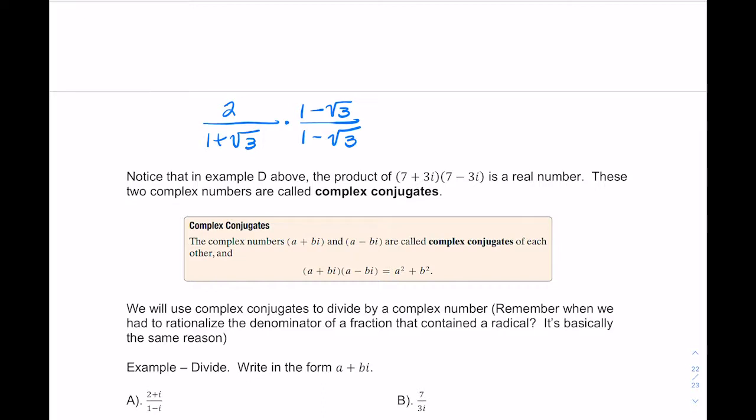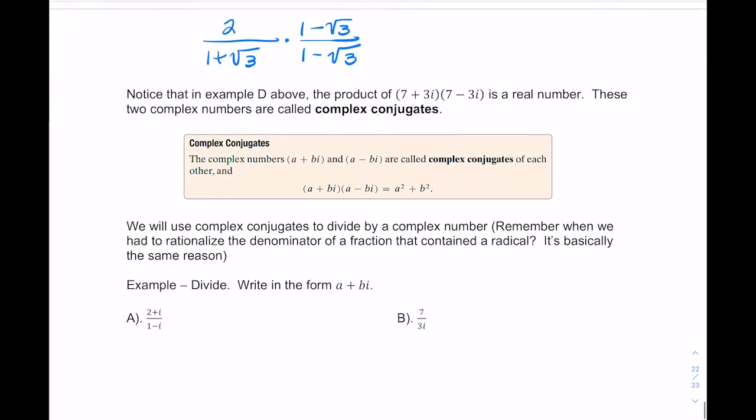So the same idea is used when you have imaginaries. You don't want the i in the denominator. So we're going to multiply by what's called the complex conjugate. And it's the same reasoning. It's just complex because we have an i now.